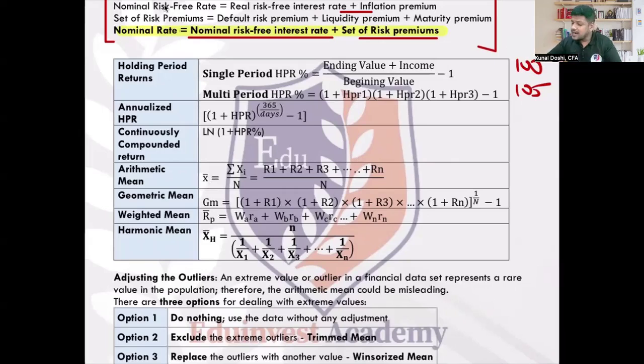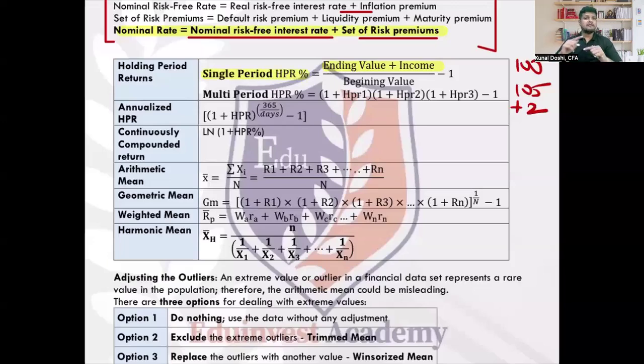On maturity, you sold at 105. And you got $2 also as a coupon if it's a bond, or dividend if it's a stock, or rent if it's real estate, right? So when I add income also, then ending value plus income divided by beginning value, minus 1, will be my holding period return for a single period.